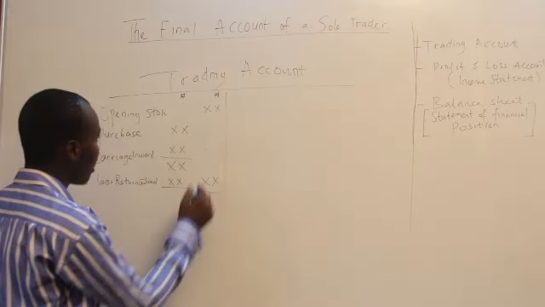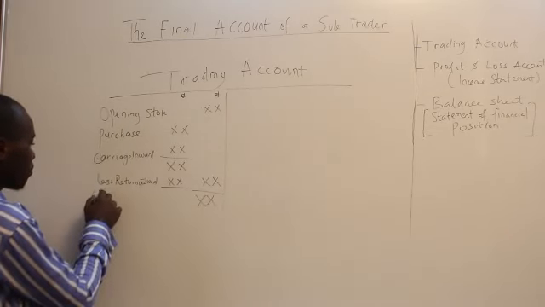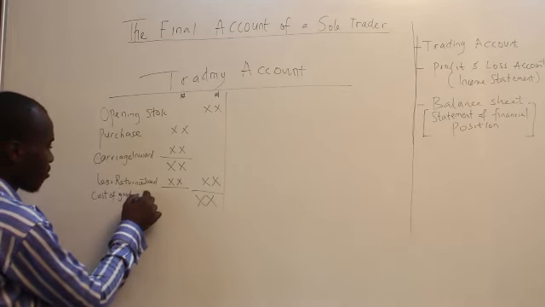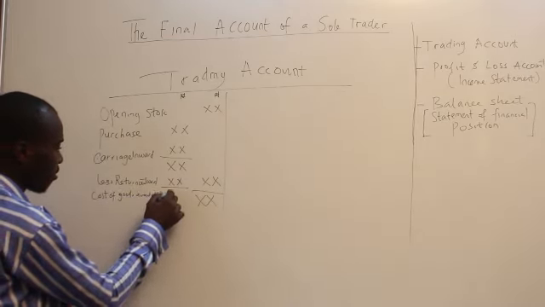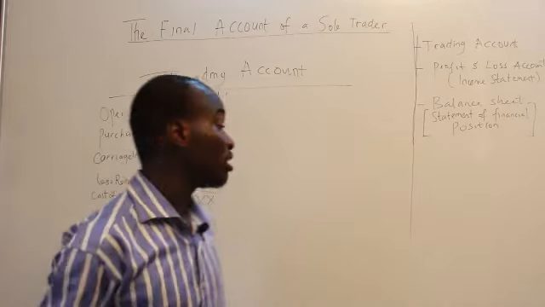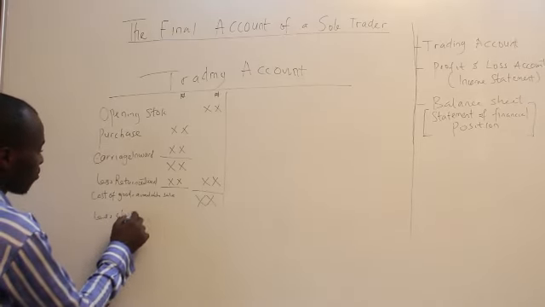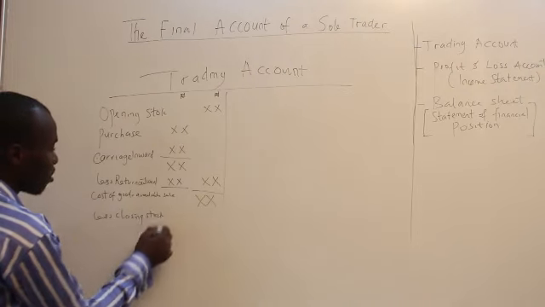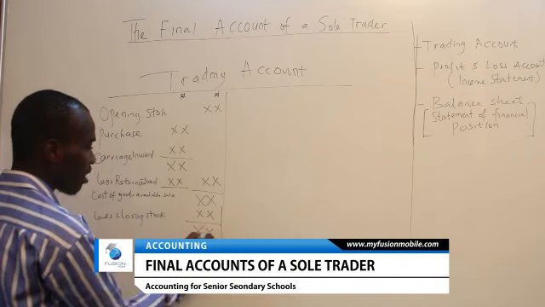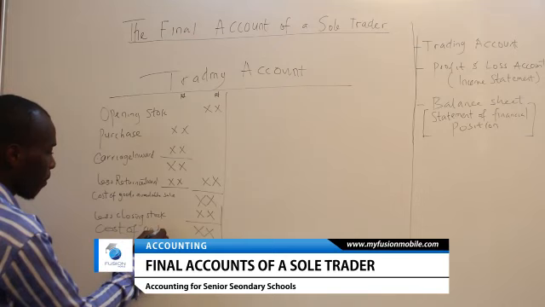So we add that to the opening stock, and that gives us the cost of goods available for sales. This is the cost of goods available for sales in the period. The next thing, we can deduct our closing stock within the period. After deducting the closing stock, what we arrive at is our cost of goods sold, which is the major aim we want to determine now.